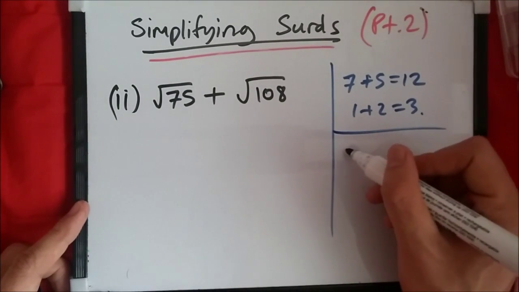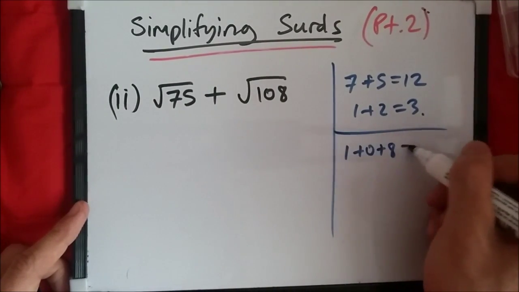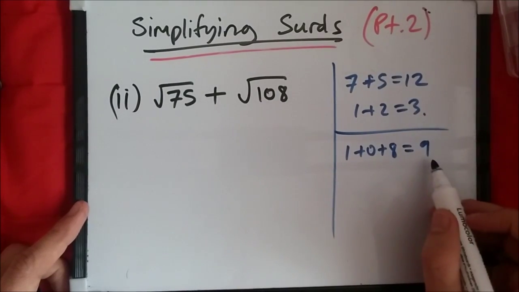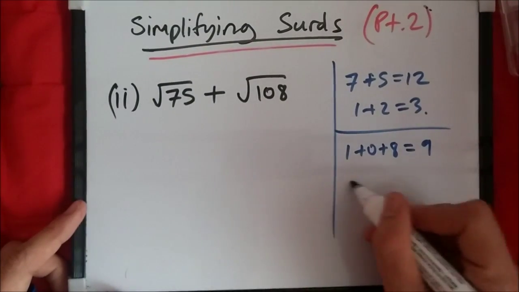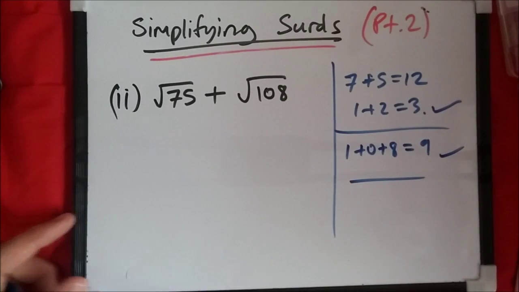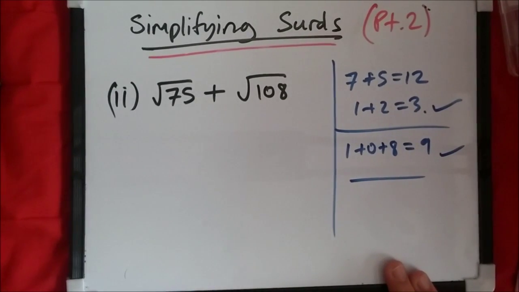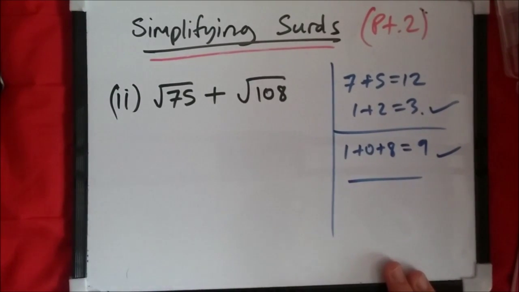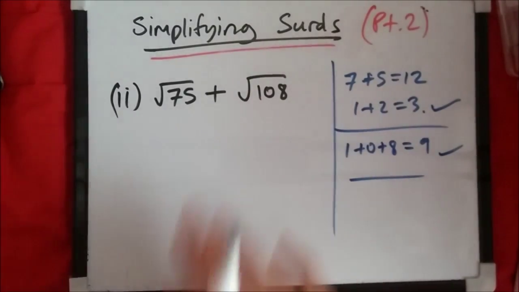Same with 108. So we can do 1 plus 0 plus 8 is 9. And 9, like 3, is in the 3 times table. So they're both in the 3 times table. Trust me, this actually works. And don't try this for 4 or 5 because it doesn't work like that. Not that I know of.